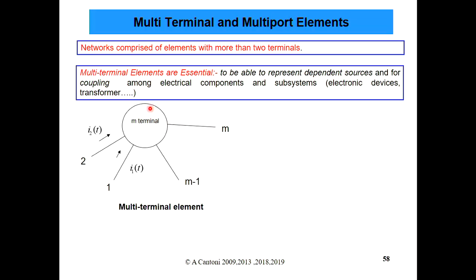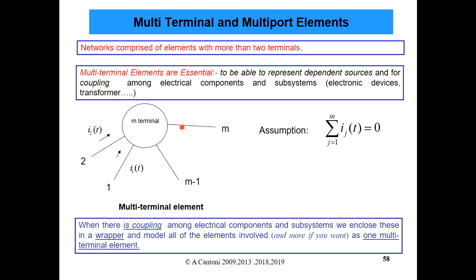So for a multi-terminal element, we have these terminals, okay, and we have these currents going into them. And the assumption is that the sum of all the currents going in is equal to 0, okay? That's for a multi-terminal element, okay?